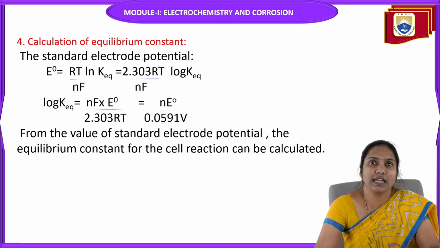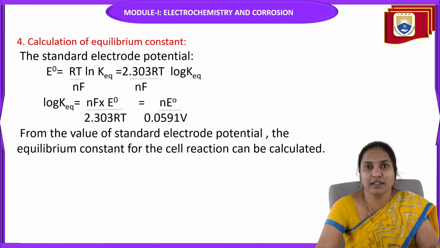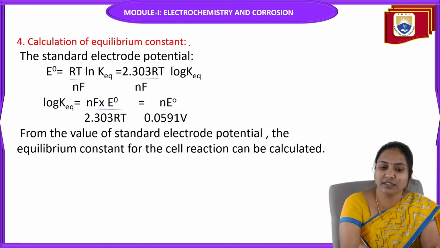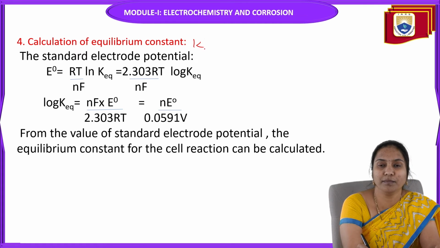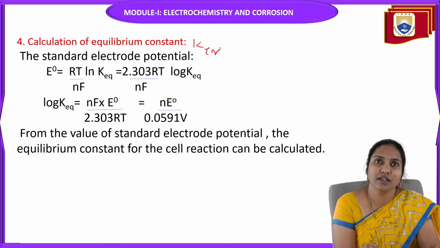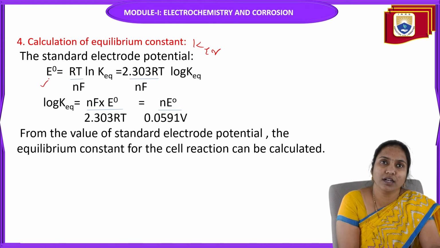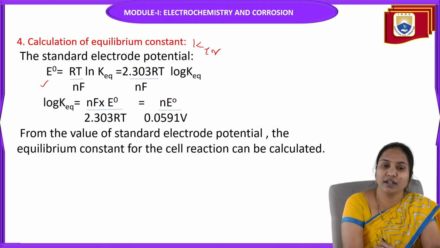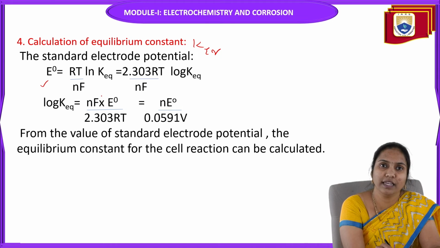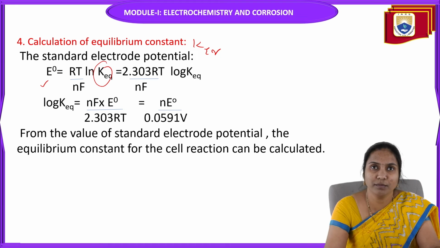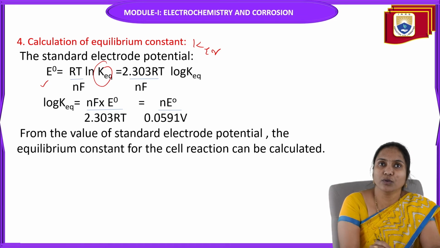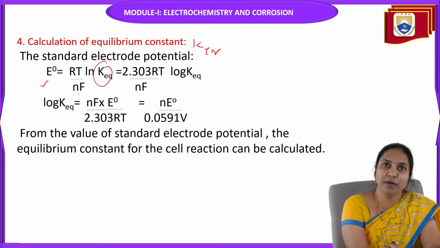Now let's discuss the calculation of the equilibrium constant. How can you calculate the equilibrium constant? The symbol is K. How can you determine the standard electrode potential E naught? E naught equals RT by NF ln K. Here K is the equilibrium constant. So E naught equals RT by NF ln K eq.